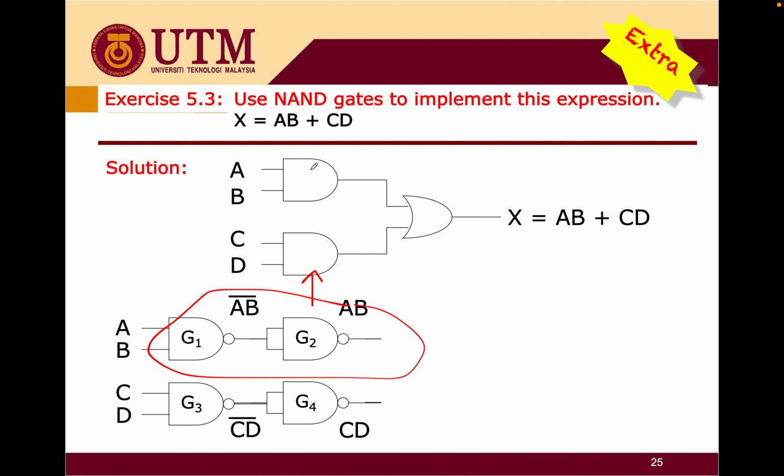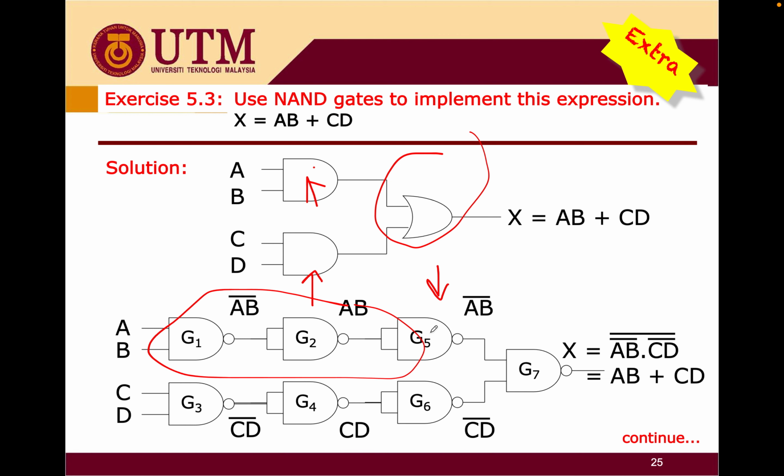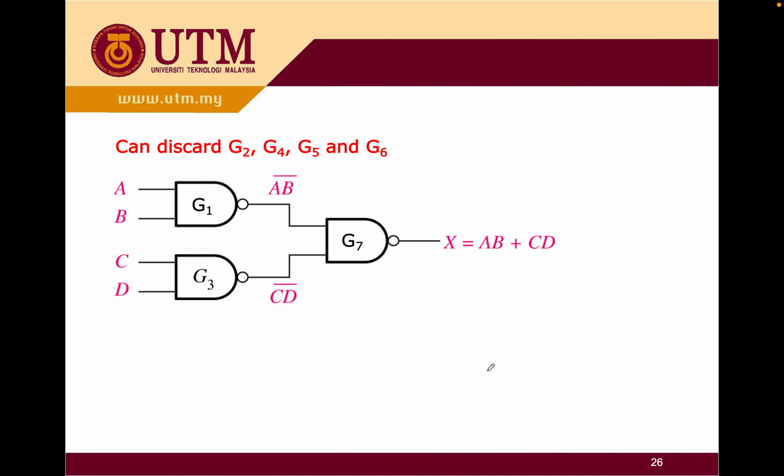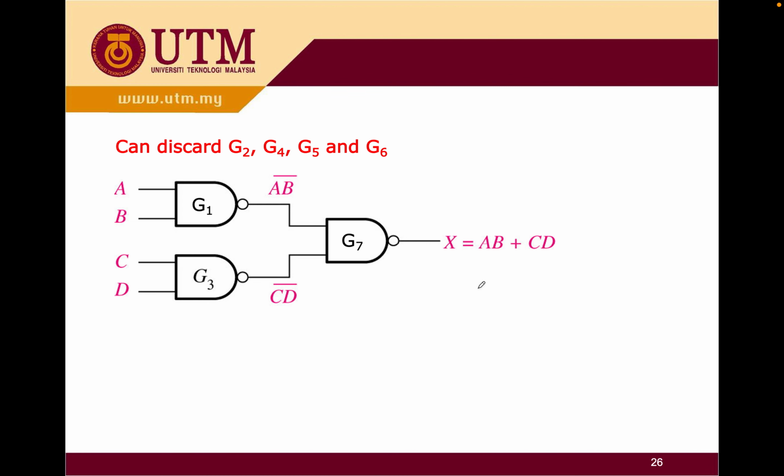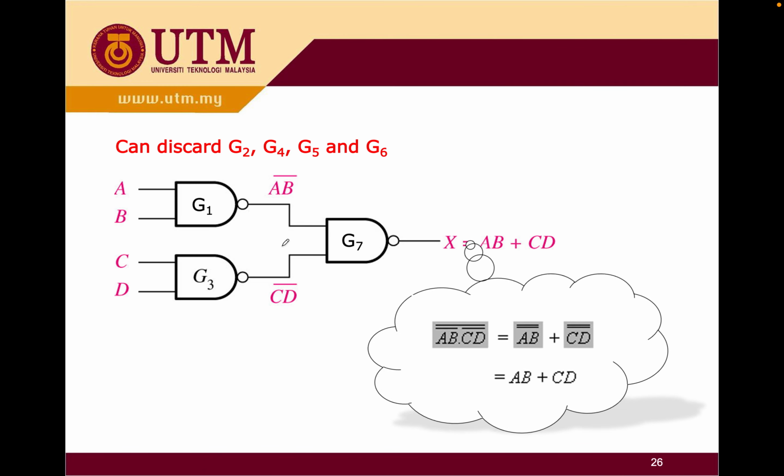There is another one for another AND gate, and you need to draw an OR gate there to put here. So this is how it looks like. So you can cancel after this and this and this. You can have the final answer like this. Only G1, G3, G7 left. So that is the answer.